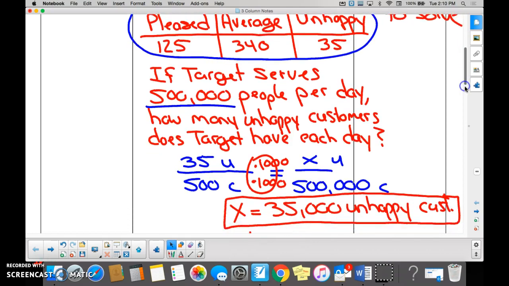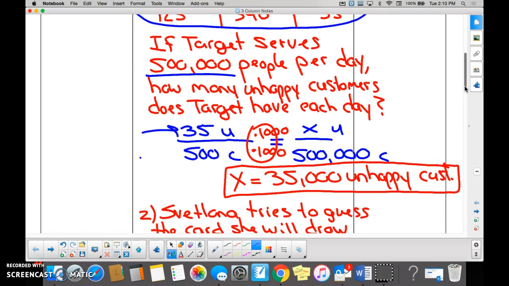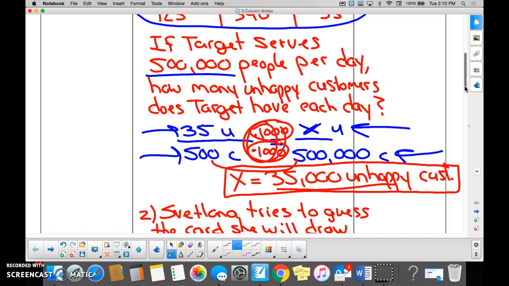Well, if in Eden Prairie 35 are unhappy out of 500, we could set up a proportion and figure out how many are unhappy over 500,000, couldn't we? Yes. So we already have everything we need. The only thing we need to find is x. And can we find x? Yes. Using what method? Bubble. How do you get from 500 to 500,000? Times by 1,000. So if you multiply the bottom by 1,000, you multiply the top by 1,000. And what is 35 times 1,000? 35,000. There are 35,000 unhappy customers at Target each and every day. Is that a bad thing? Yes. Target wouldn't be happy by that.